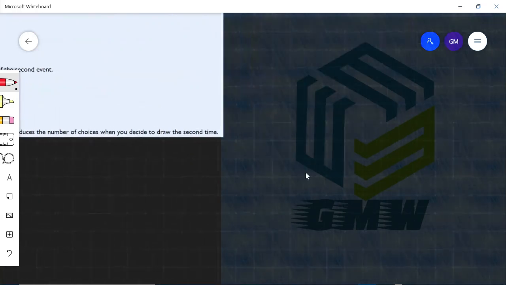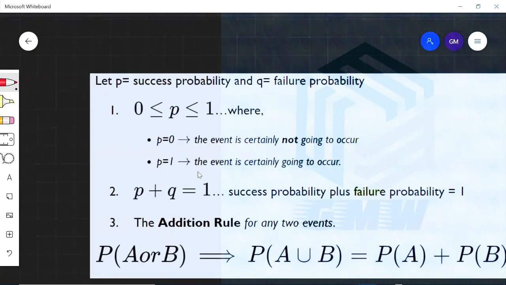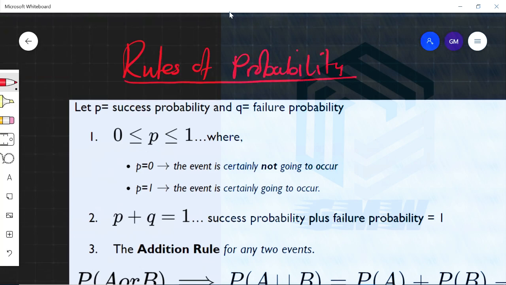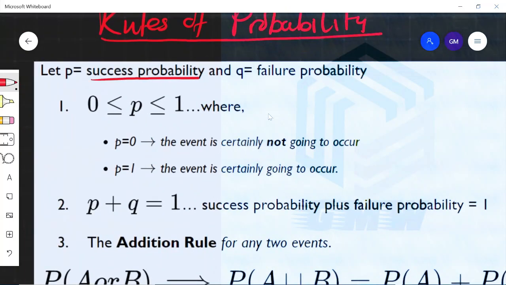So that's theory. Then in probability, we have rules. So please don't break the rules of maths. The police will come for us. Rules of probability. Now, in the rules of probability, let P be the probability of success, and Q represent the probability of failure, right? The first rule says the probability of success is an answer that should be between 0 and 1 inclusively.